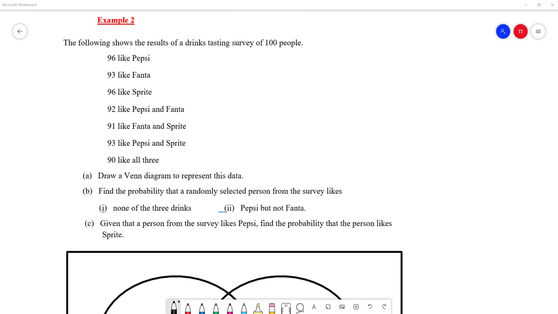Here's another question for you to try. You can pause the video, and when you're done, I will go through my worked solution.